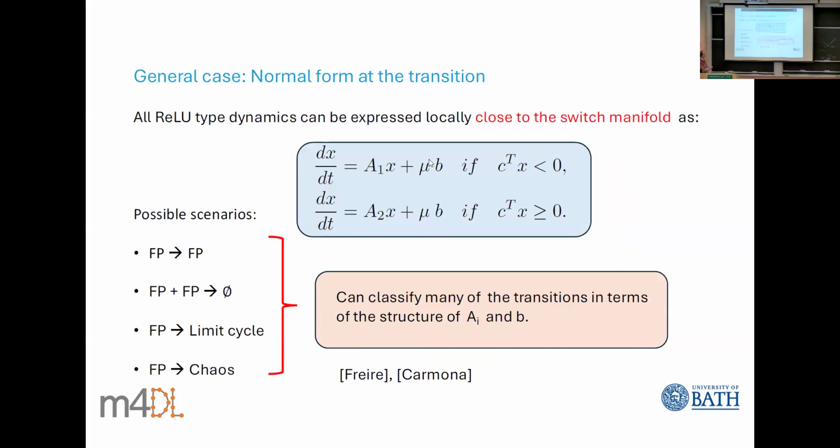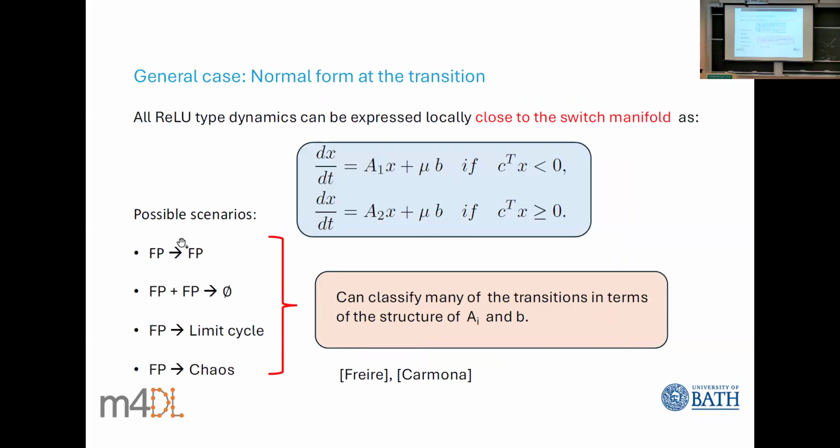We get linear plus mu. I've put C transpose, and I've set d to 0 without loss of generality. And this is the other side. So this is a normal form for when back propagation is breaking down at that transition. And this has been studied. Here are two of the people that have studied it.